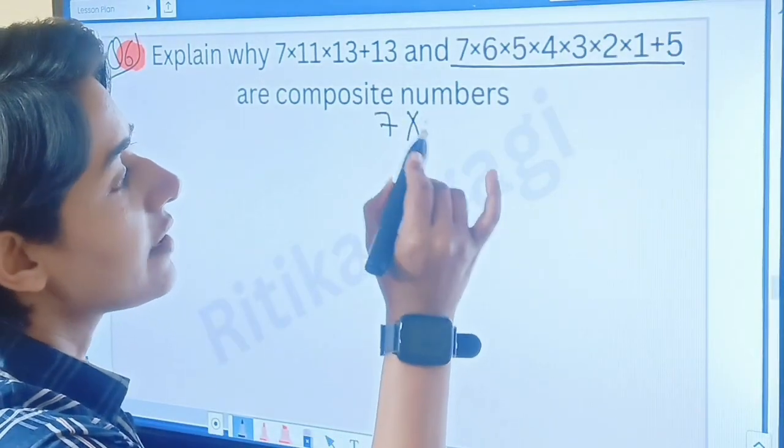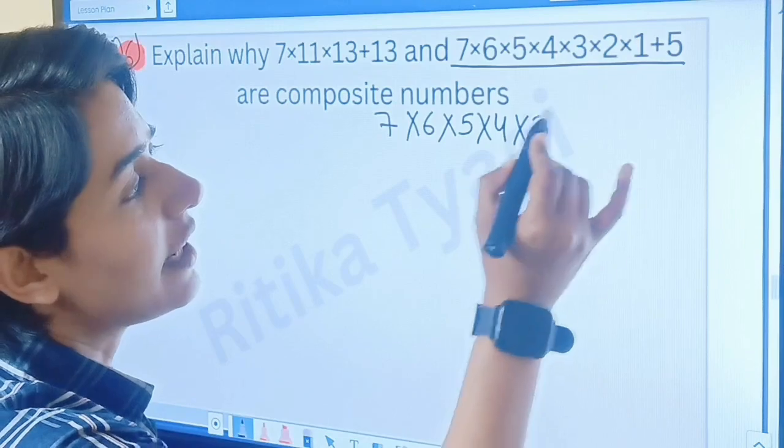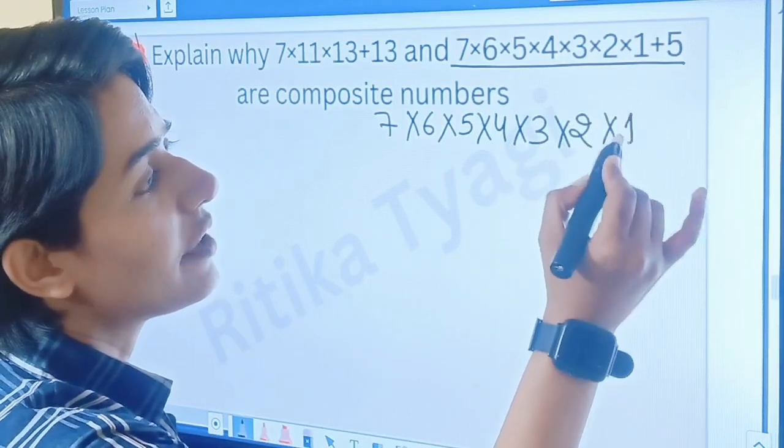So here let us take 7 multiply 6 multiply 5 multiply 4 multiply 3 multiply 2 multiply 1 plus 5.